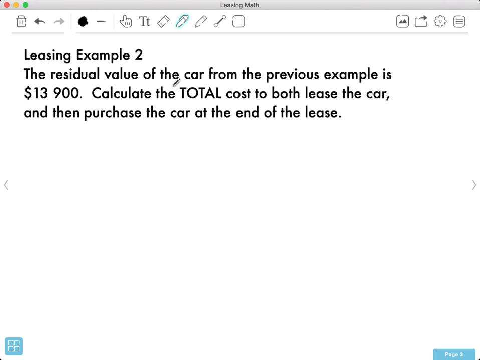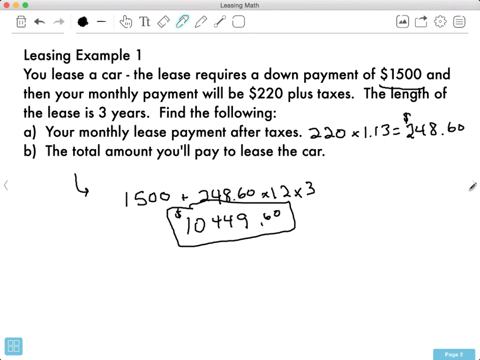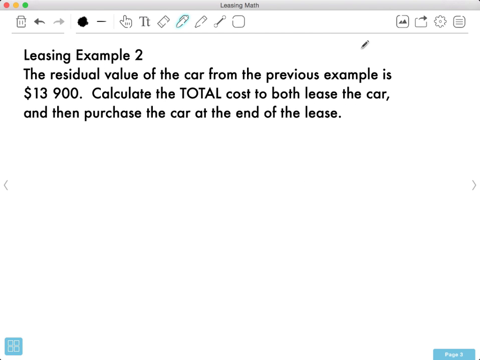In example 2, what we're going to look at is if you want to buy that same car at the end of the lease, the same car from example 1. So I'm going to put just in the corner here $10,449.60 because we're going to need this value a little bit later. That's the answer we got to our total cost of leasing the car. So now the residual value of the car.